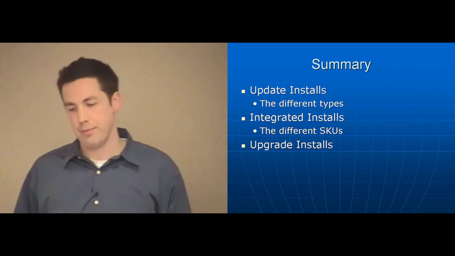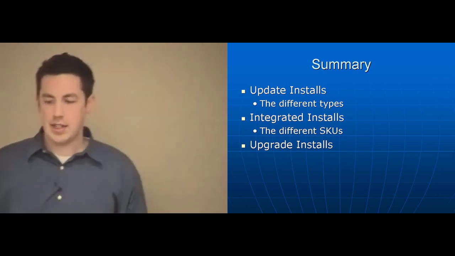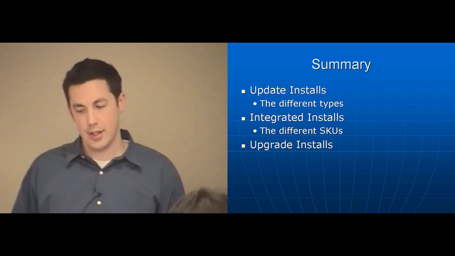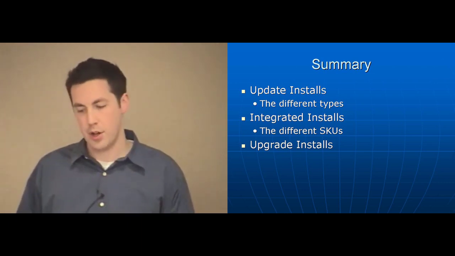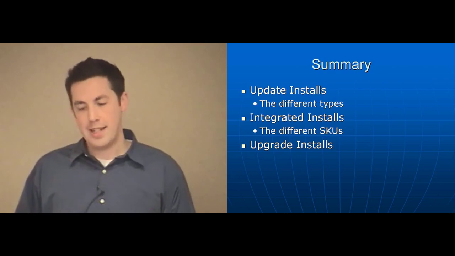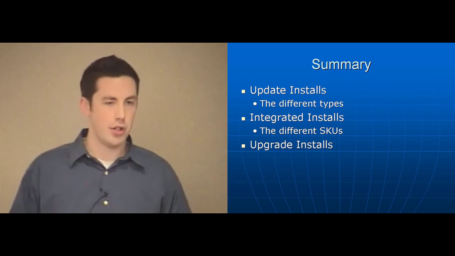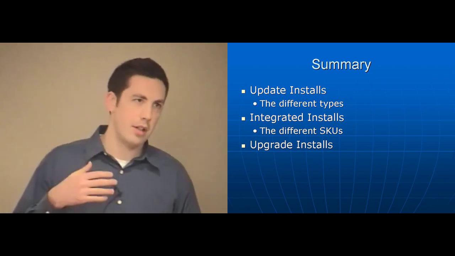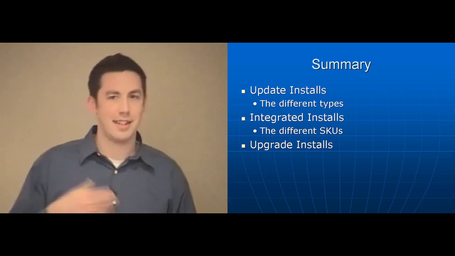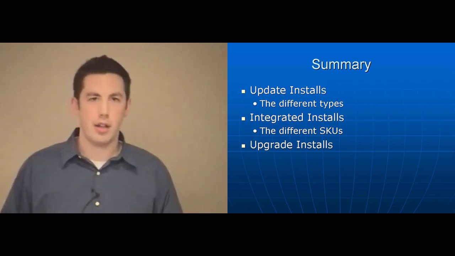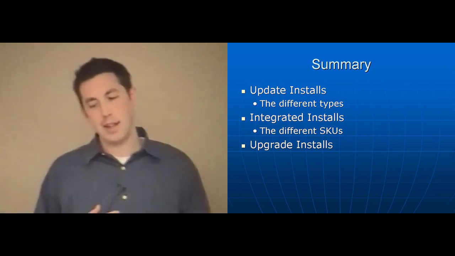So real quick, what I'm going to be going over is the different types of update installs, integrated installs, and then upgrade installs. Update installs are like the standalone install. You have an already installed version of the operating system on a system, and you want to update it to the next level up of the service pack. Say you already have SP1 on there and you want to install SP2, or you're on RTM and you want to go to SP5. That's an update install.